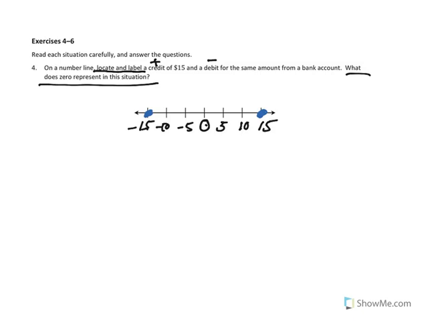So remember what we're talking about. It's a credit and a debit, and it's about a bank account. So what would the 0 be? We've already talked about it once. What would the 0 represent? Okay, remember that 0 represents no change in the balance at all. Not a credit or a debit. Any one of those will work.